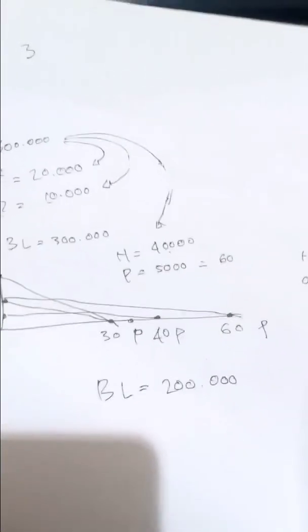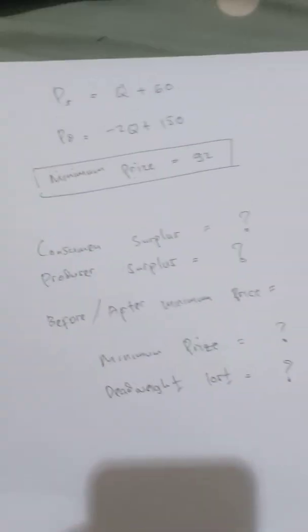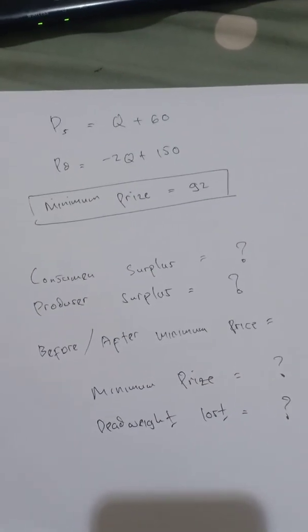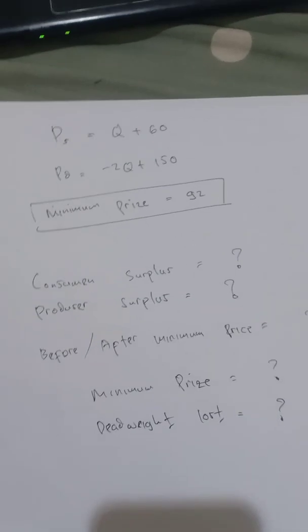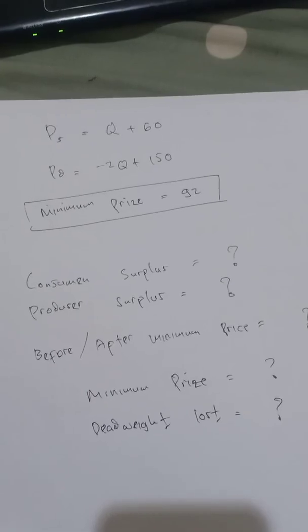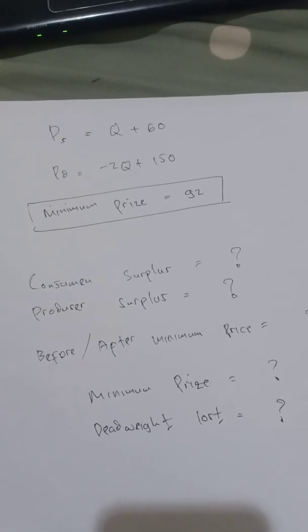Let's continue to number 2. Now I will talk about what consumer surplus is. Consumer surplus is the net benefit that consumers realize when they are able to buy goods at the equilibrium price, in a graph.